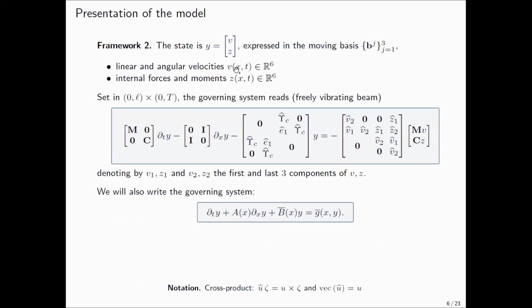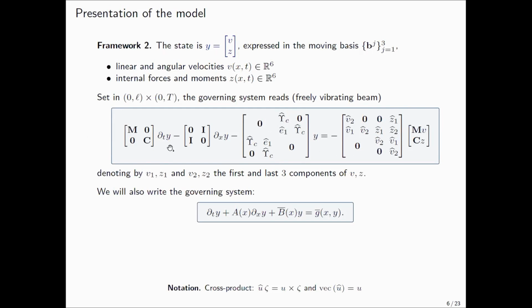And also each component, so each of these vectors in R3, instead of being expressed in the fixed basis, is expressed in this basis made of the columns of R, which are attached to the beam, which moves through time. And when you take this unknown, then you get rather a system of this form, which you can see is of first order in time and first order in space. Again, you have this notation hat for the cross product. So these are just matrices of size 3.